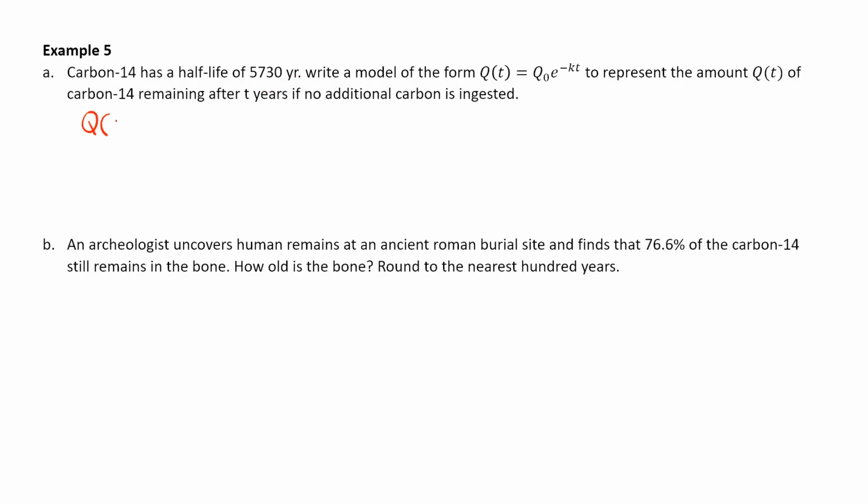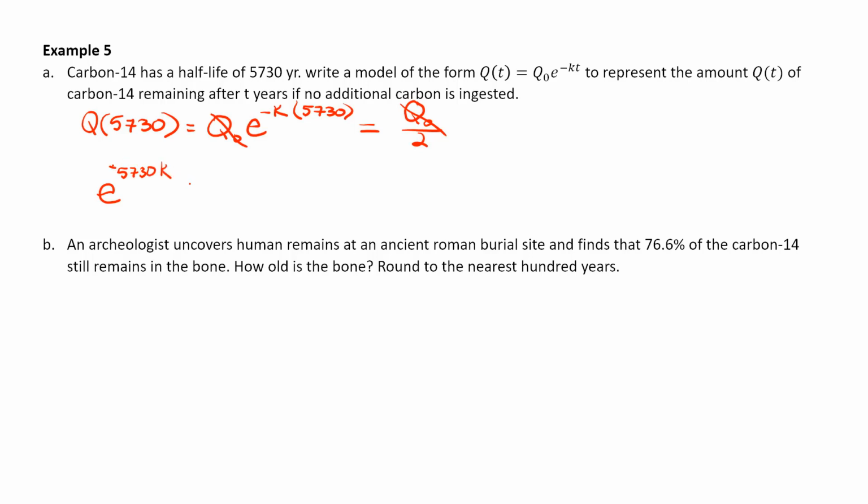Q of 5,730 is equal to Q sub 0 e to the negative k times 5,730. And that is going to equal that amount we know is going to be half what we started with. What did you start with? Q sub 0. So we can say that that equals Q sub 0 over 2. That is half the amount. Then if we divide both sides by Q sub 0, we can cancel those out, and we will end up with e raised to the negative 5,730k equals 1/2.